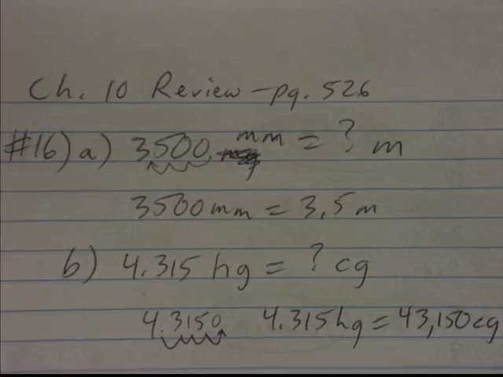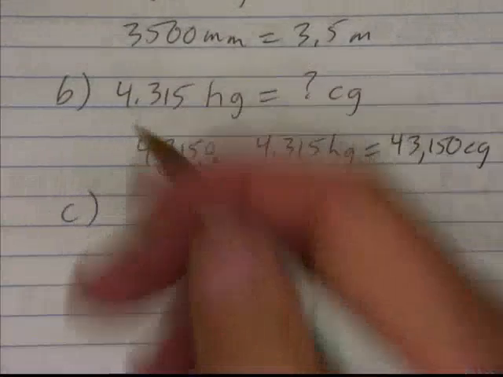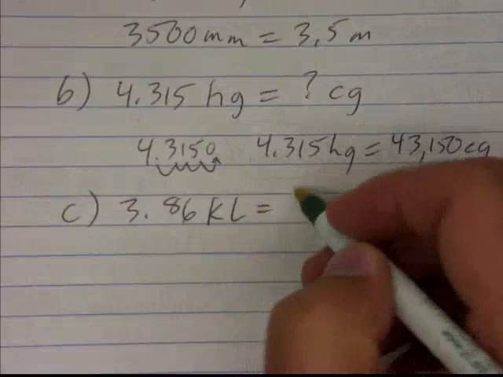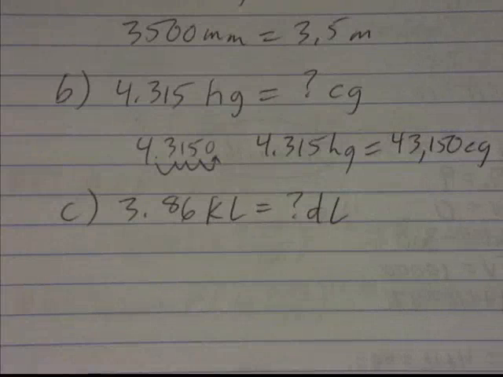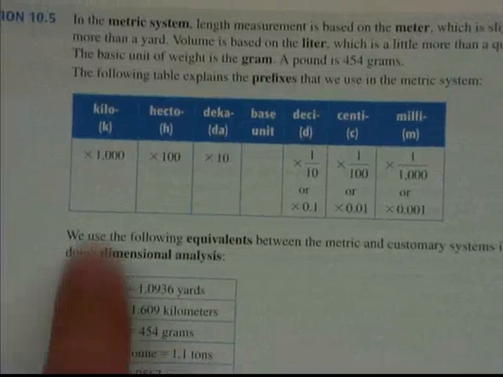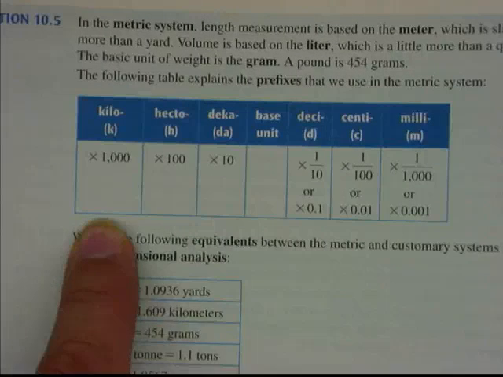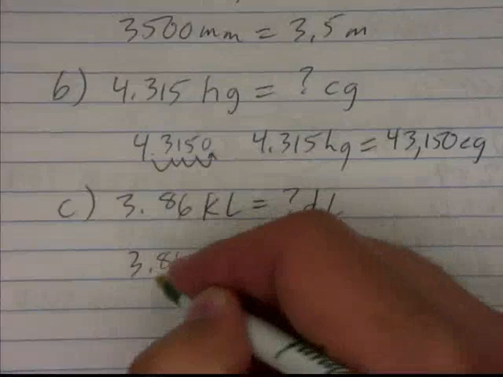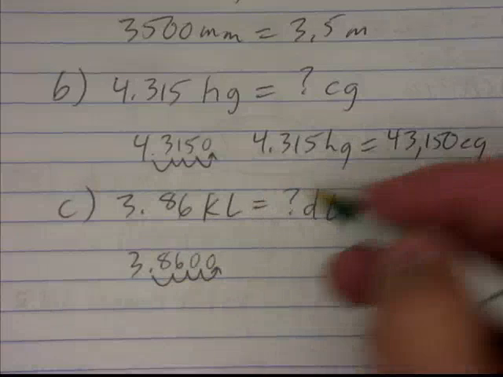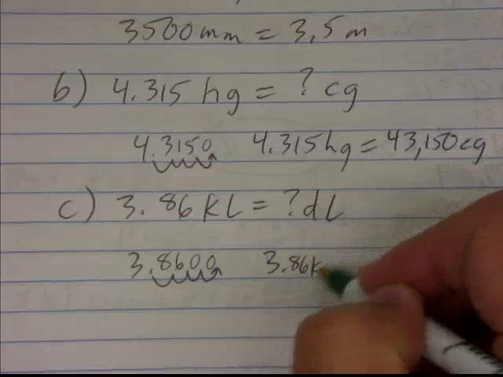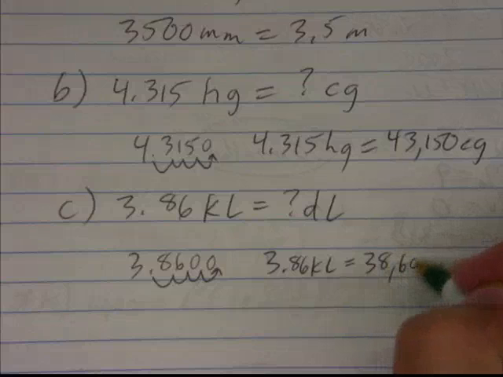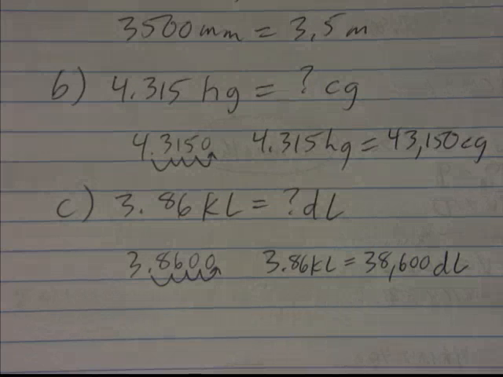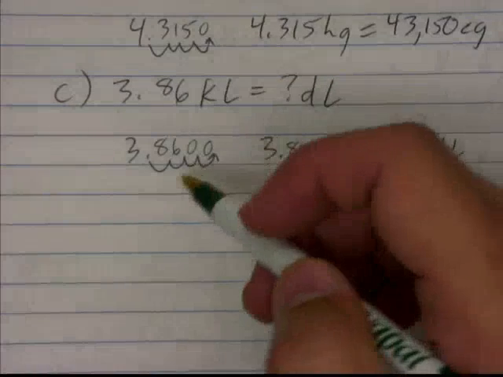All right, and then part C on that problem says take 3.86 kiloliters and convert that into deciliters. So again, going back to that table, here's kilo, here's deci. To go from kilo to deci, we go 1, 2, 3, 4 places to the right. We're going to do that with the decimal point. 3.86, 1, 2, 3, 4 places to the right. We're going to throw some zeros in there, and that'll give us that 3.86 kiloliters equals 38,600 deciliters. So that is changing within the metric system. It's just a matter of moving your decimal left to right to go from one to the other.